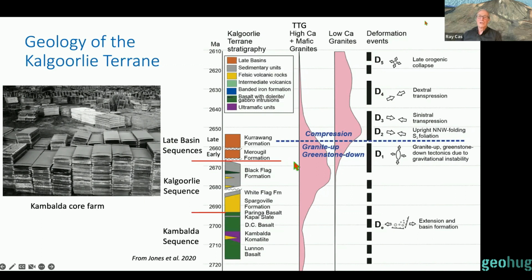Also shown on this really helpful figure is the timing of granitoid plutonism in the Kalgoorlie-Kurnalpi region. You can see that the high calcium and mafic granitoids, which together constitute what is known as the TTG suite, that's tonalite, trondhjemite and granodiorite, were essentially emplaced during the time when this stratigraphic sequence was being deposited on the seafloor. So we have contemporaneous plutonism and formation of supracrustal stratigraphy.